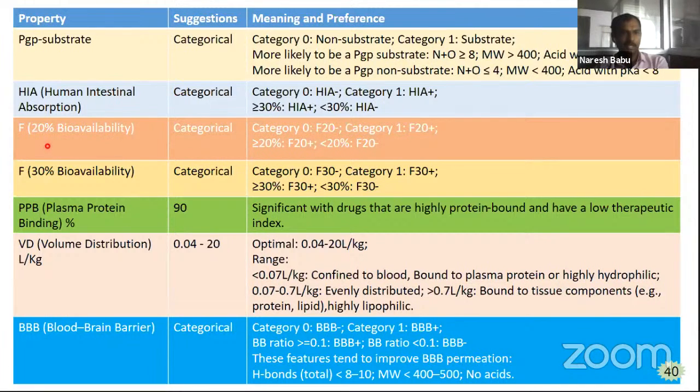And bioavailability, 20% and 30%, is similarly categorized. For plasma protein binding, 90% is significant. For volume of distribution, the optimal range is 0.04 to 20 liter per kg. For the blood-brain barrier, 0 indicates it is not crossing the blood-brain barrier, and 1 indicates it is crossing the blood-brain barrier.